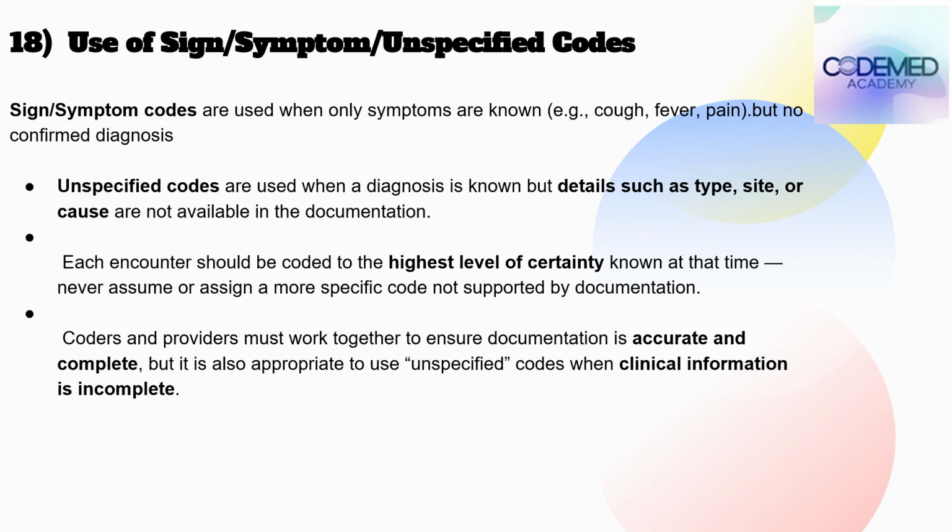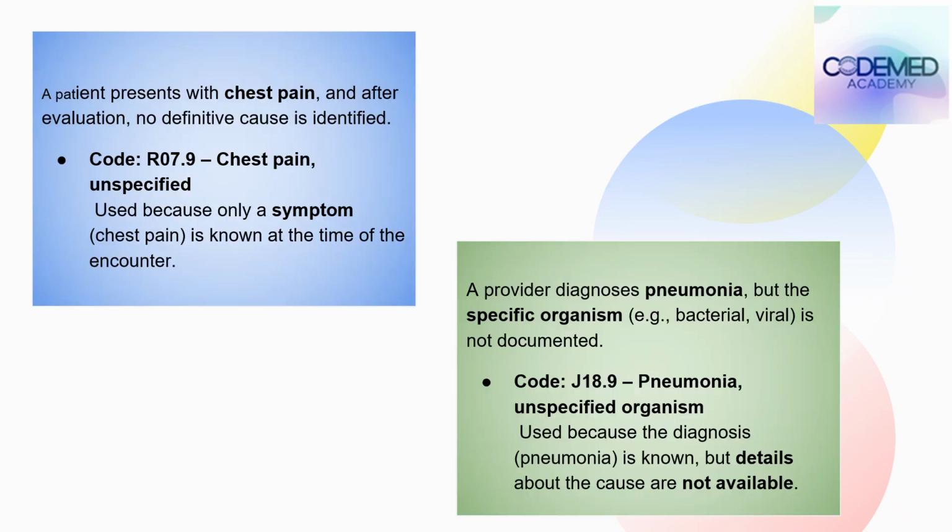Never assume or assign a more specific code not supported by the documentation. Coders and providers must work together to ensure documentation is accurate and complete. But it is also appropriate to use an unspecified code when clinical information is incomplete. So let us understand this. A patient presents with chest pain and after evaluation, no definitive cause is identified. So in this case, I can use the symptom because I do not have a confirmed diagnosis, and I will use the code R07.9, chest pain, unspecified.